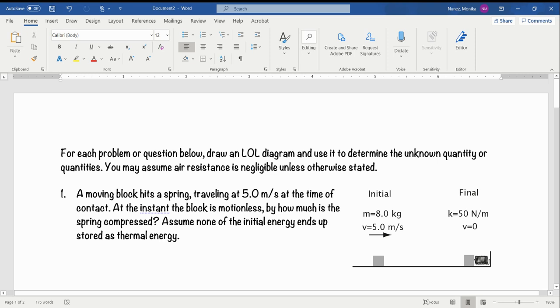So in class previously, we've learned all about how to draw LOL diagrams, and now we're going to put that learning into good use because we're going to actually use it to solve a problem. We're going to go through problem number 1 on worksheet number 3 in order to do that.